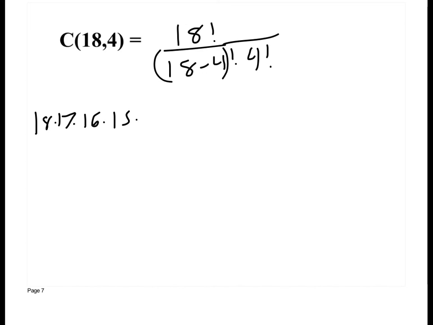Now I'm not going to do 14 and on, because I know that this right here is going to be 14 factorial, right? Which would cancel out. This is going to be 4, 3, 2, and 1. So I've gotten rid of 14, everything down, because of this. So I would cancel those 2 out. So I would do 18 times 17 times 16 and 15, divided by 4, 3, 2, and 1. When I work that out, I get this.